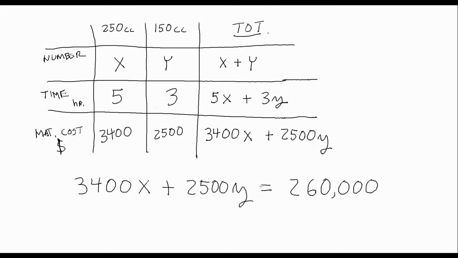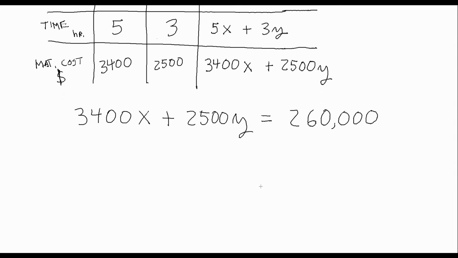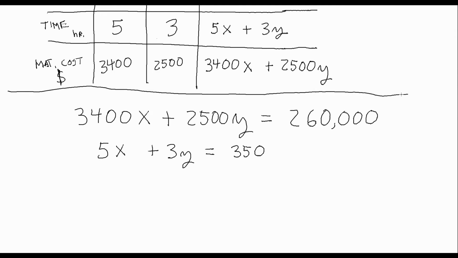Now the time that we're spending, from the information given, will be another equation. We want 5x plus 3y. We have enough money to pay for how many hours? 350. Okay, so what we've done thus far is take a question in the real world and transform it into a mathematical question, and now we're going to utilize some techniques from mathematics to solve this, and then we'll have the answer to our question.